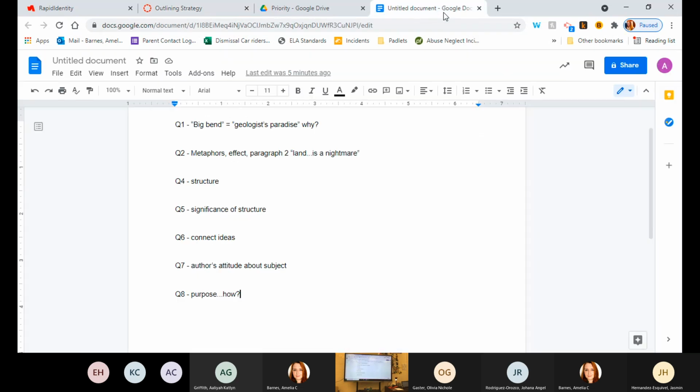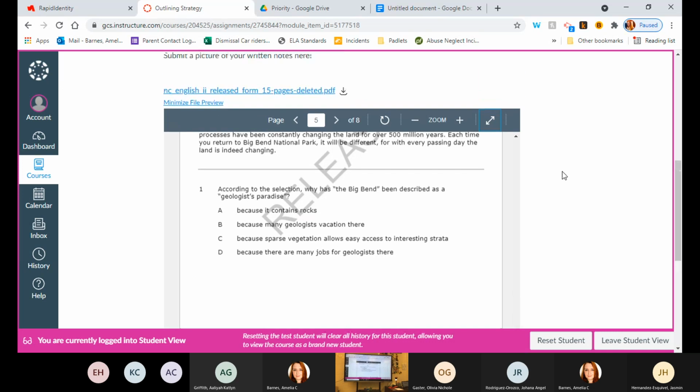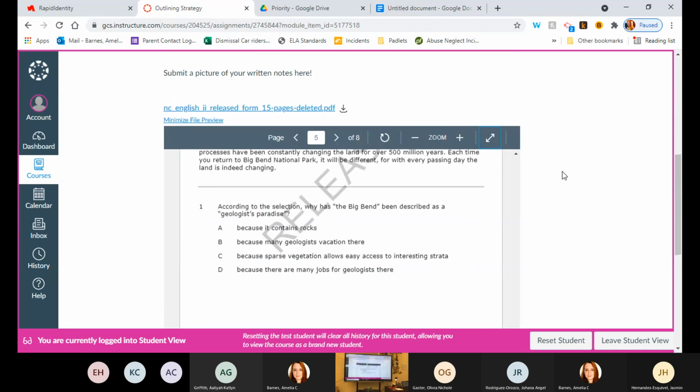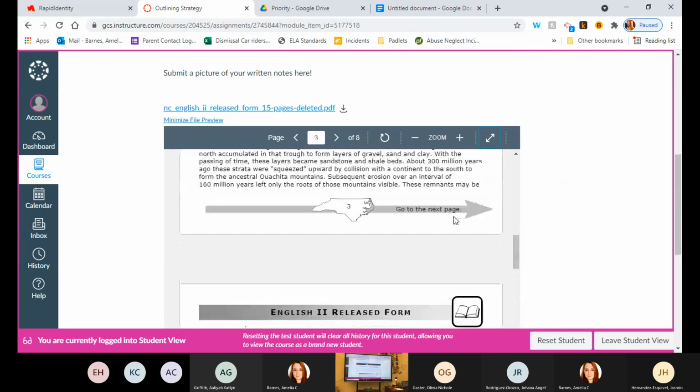Okay, now we know question 2 also refers back to that same paragraph. So we're going to go back to that paragraph and look for why the land is a nightmare. What's the effect of the metaphor? All right, so scrolling back up.